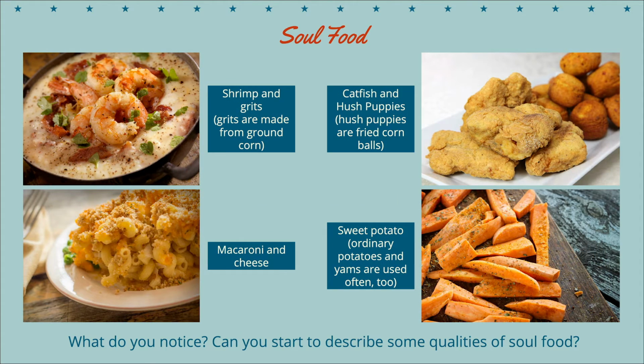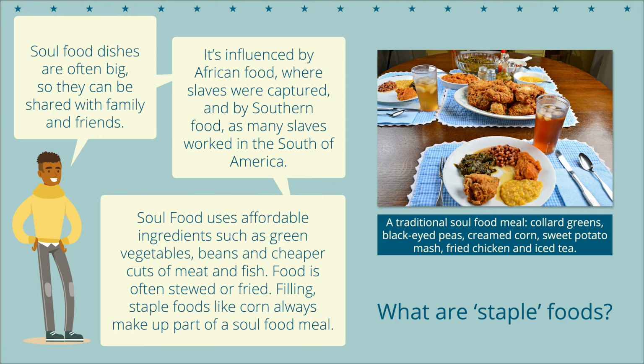Here we can see shrimp and grits, catfish and hush puppies, sweet potato and macaroni and cheese. Soul food dishes are often big, so they can be shared with family and friends. It's heavily influenced by African food because that's where so many slaves were captured. But it's also influenced by Southern food, as so many of the slaves lived and were forced to work in the South.